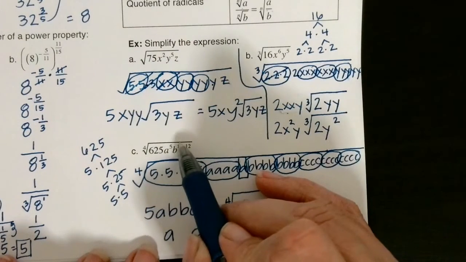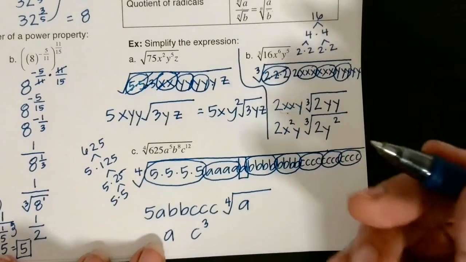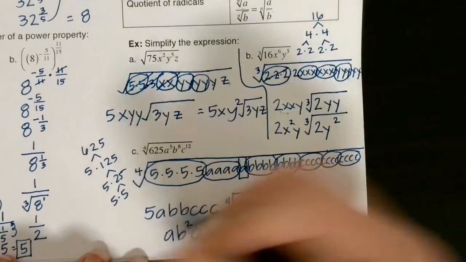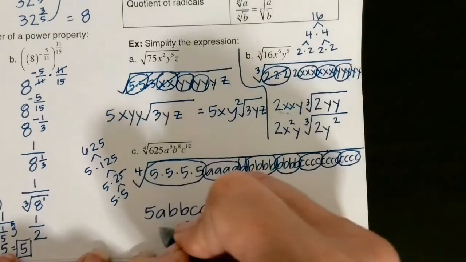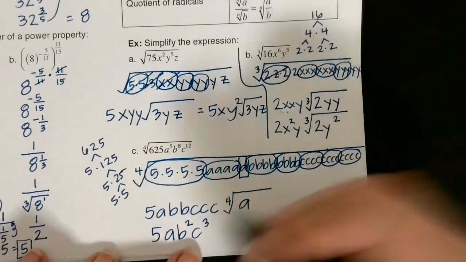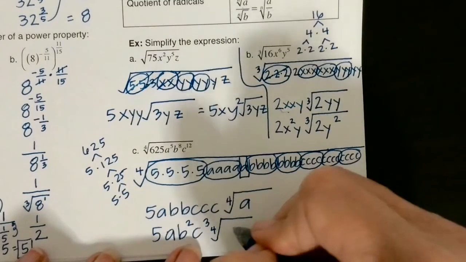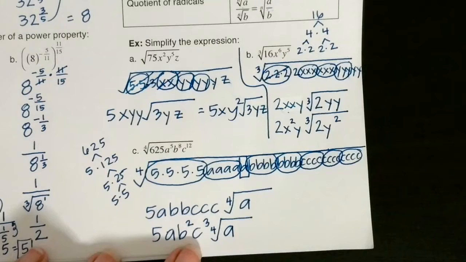Okay, b to the 8th power, what's 8 divided by 4? Oh, 2. Look, b squared. Okay, and there's none left over. So the only thing we have left to do is to put the a and the little 4th root, you can't forget that, back into the house. Okay?